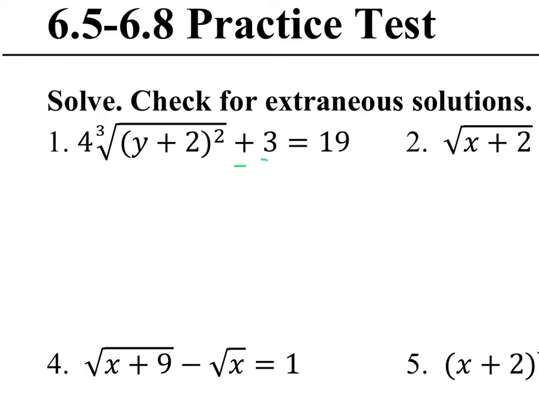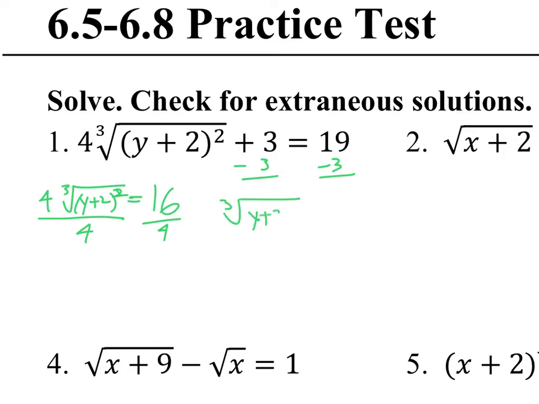First thing we want to do here is subtract 3 from both sides of the equation. That'll give us 4 times the cube root of (y plus 2) squared equals 16. And that works out well because the next thing we'll do is divide both sides by 4. So now we just get the cube root of (y plus 2) squared equals 4.